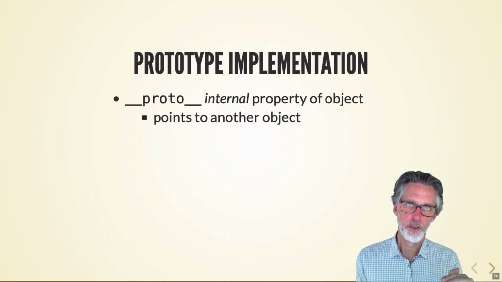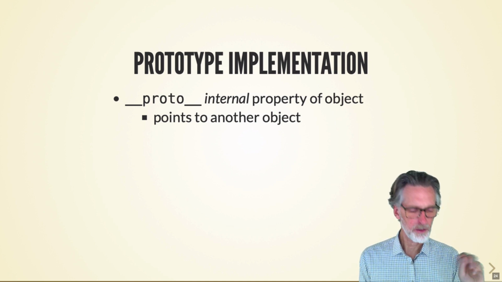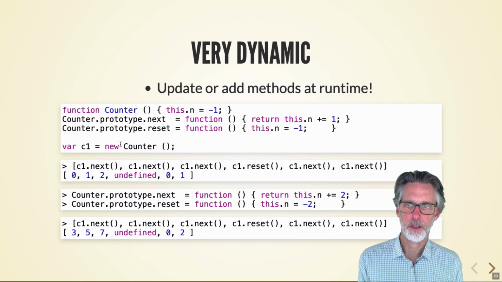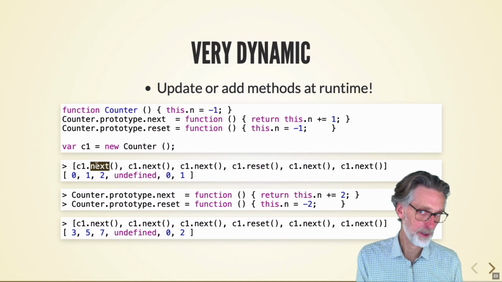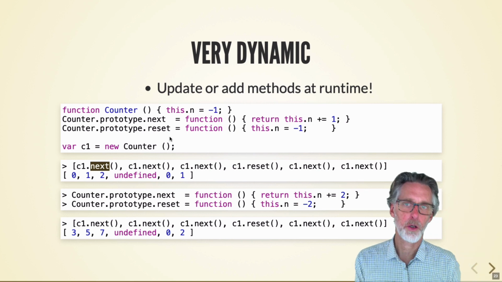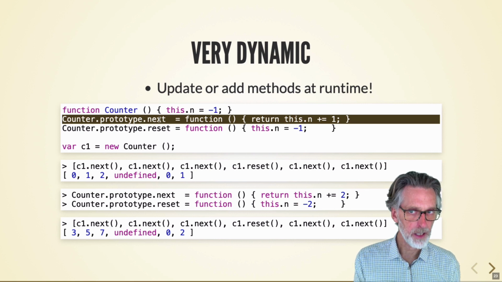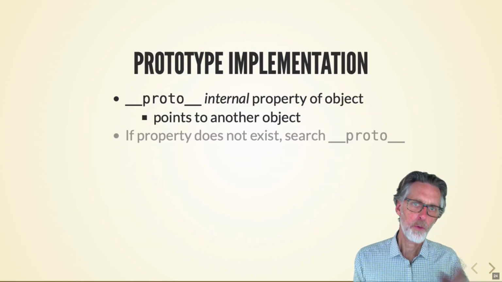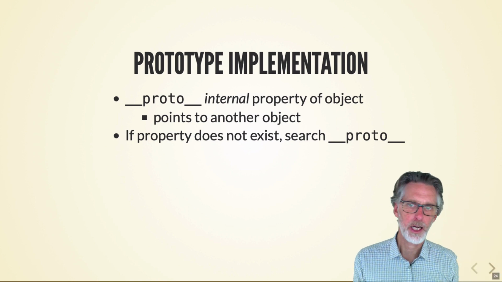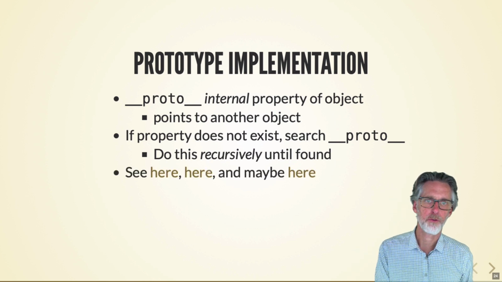Each object in JavaScript has a special internal property called proto. And when we go to look up a method, like here I'm going to look up the next property of C1, you'll note that C1 itself doesn't have such a property. So what we do is we go to look at C1's prototype. That's actually found by looking at the proto chain, and we'll find the counter prototype. And there we'll find the next method. So what we're going to do is keep looking up this prototype chain until we find the definition of the property that we're looking for.